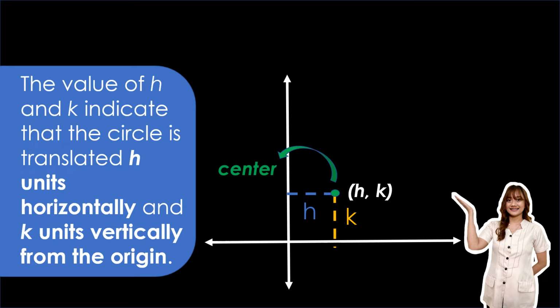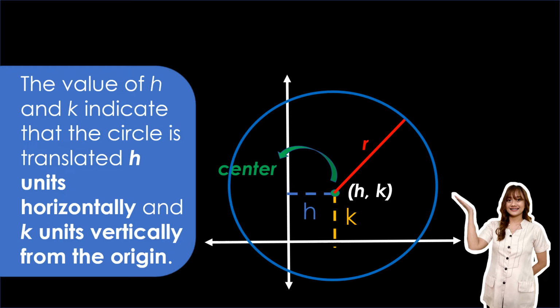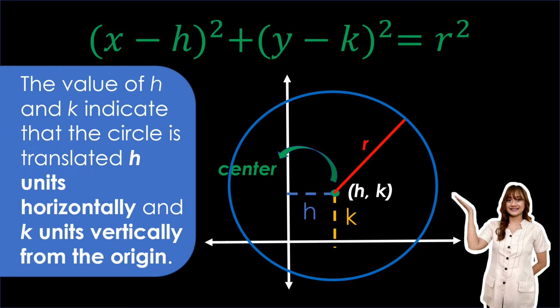From the center to any point on the circle is our radius. So, we have the variable r. With reference to the radius, we can now draw a circle. So, the sketch of the graph of the standard equation of the circle, the quantity x minus h squared plus the quantity y minus k squared equals r squared, is this one.